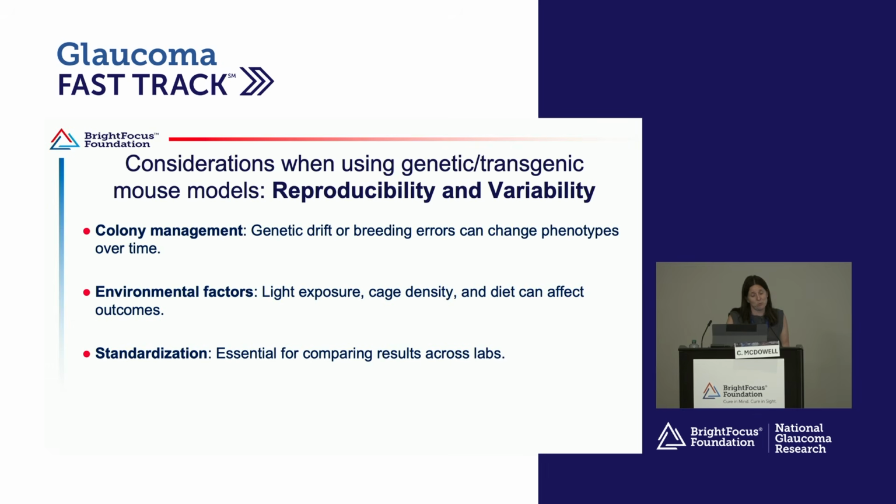And the other thing is environmental factors, things like light exposure, cage density, diet, bedding. All of these things can have an effect on phenotypes, especially when we're looking at physiological things like intraocular pressure. So if you go in there wearing really smelly perfume and banging cages left and right, do you think the pressures are going to be high or are they going to be low? Right, so you really need to consider those things when looking at physiological points and different animal models.